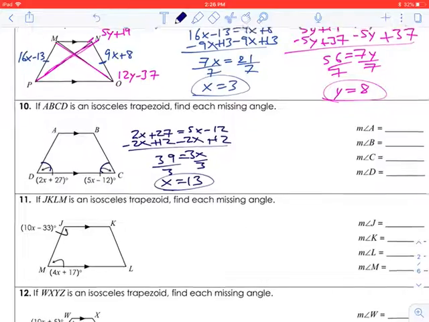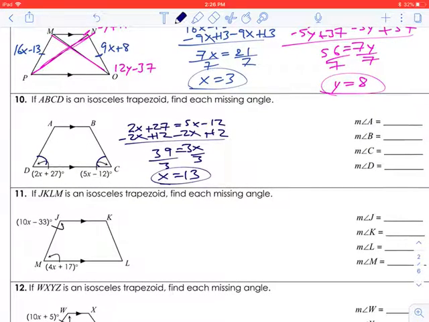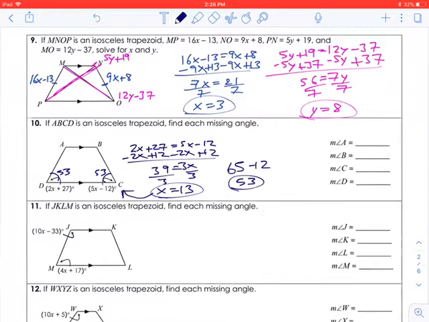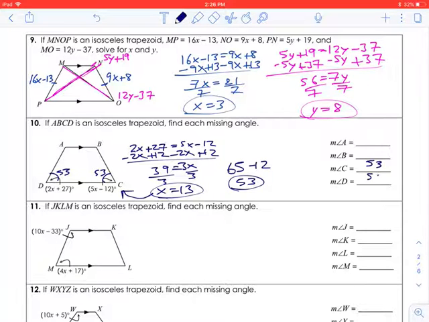Okay, and if x is 13, I need to find the missing angles. Well, let's just find one of these. If I plug it into angle C, for instance, I get 5 times 13, which is 65, minus 12. 65 minus 12 is 53. So if this is 53, this is also 53. So C and D are 53. And then A and B are supplementary to that. So I'm just going 180 minus 53, which is 127.